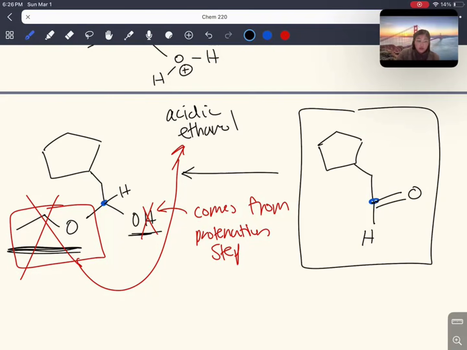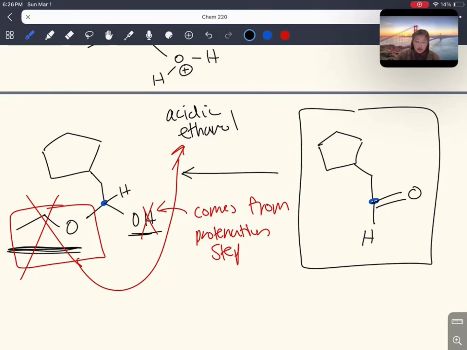And then you can do the forward mechanism. You can go from this starting molecule to try and get to the hemiacetal if you want to verify or prove to yourself that this is correct. But that is how you can work backwards.